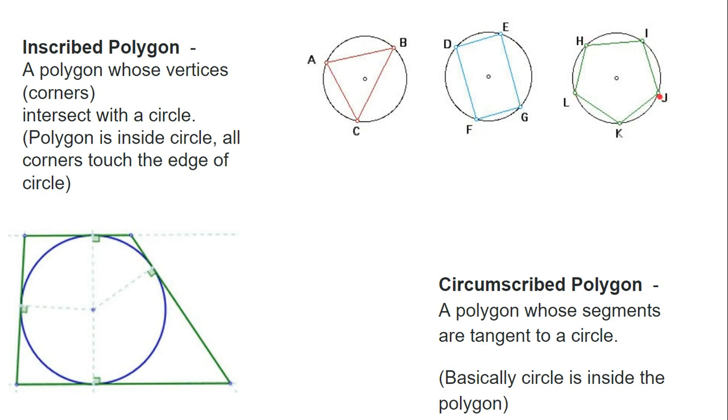And how many sides are here? 1, 2, 3, 4, 5. This is a pentagon, has 5 sides.